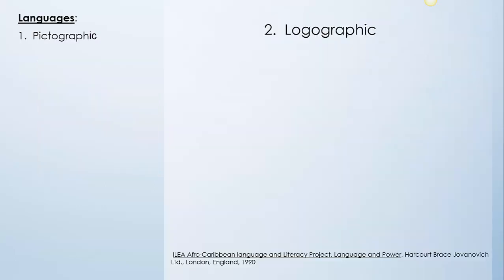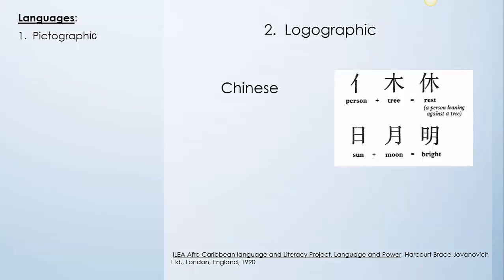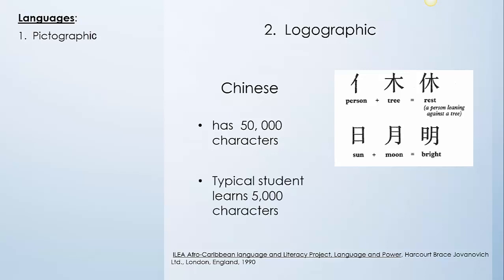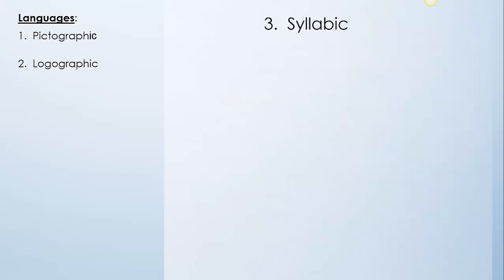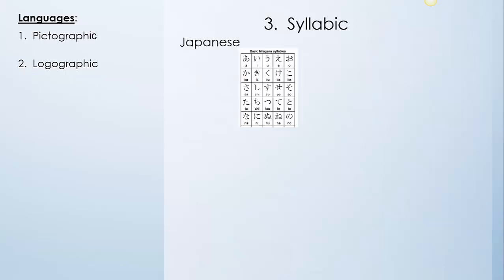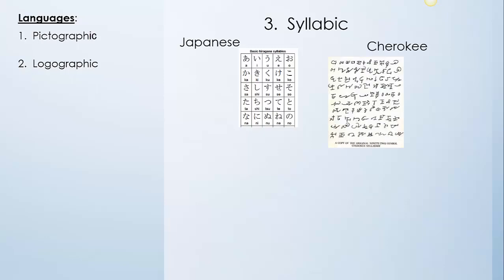In a logographic language, the character representing a word retains some of the concreteness of a pictograph, but has become more stylized. A good example would be Chinese, which has around 50,000 characters, though a typical student would need to learn only 5,000 or so. In a syllabic language, a character represents a recurring syllable in the language. Examples would be the kana forms of Japanese and Cherokee.